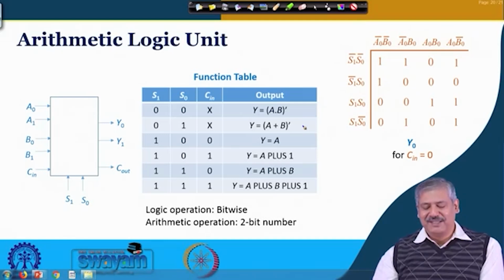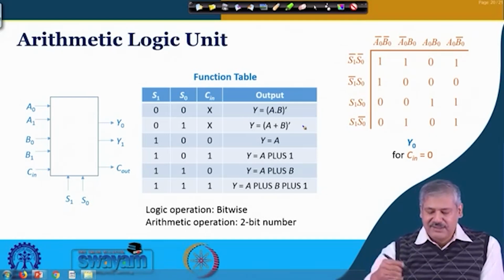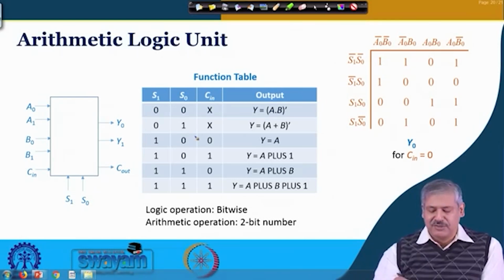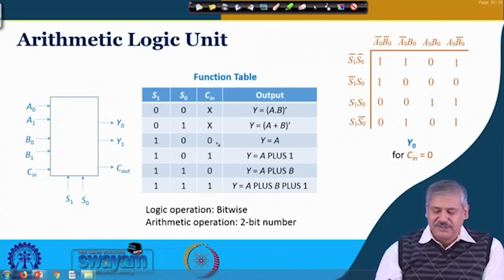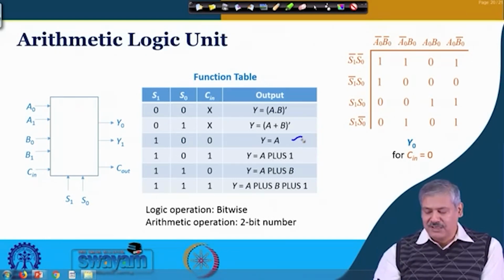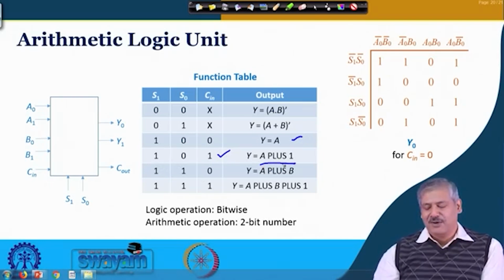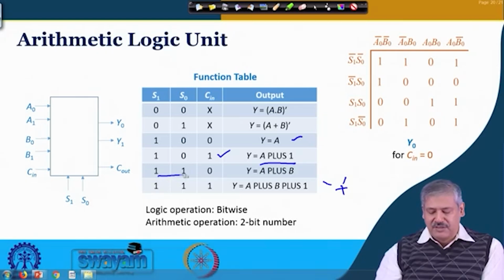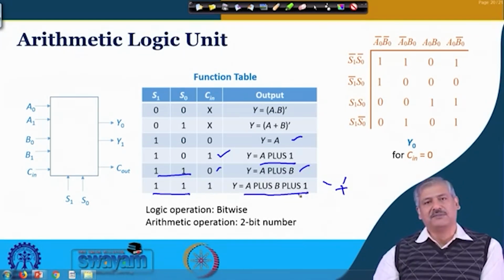So, these are the things that happen for the cases 0 0 and 0 1. For 1 0, if carry in is 0, Y is equal to A, and if carry is equal to 1, this is A plus 1. Now, we are introducing the term plus to differentiate it from the sum operation that we do with this symbol. So, A plus 1, and when these selection inputs are 1 1, if carry is 0, this is A plus B, and if carry is 1, this is A plus B plus 1.